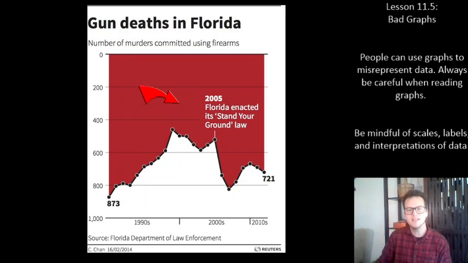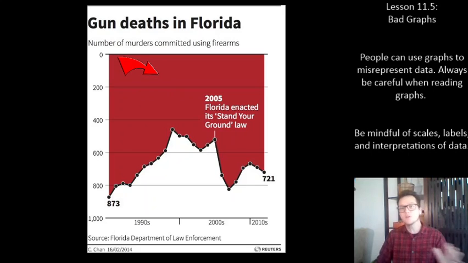But also, the data is misleading. Now, I believe that there are other graphs. I believe that there are other representations of this data. Don't get me wrong. But this particular graph is a bad graph.